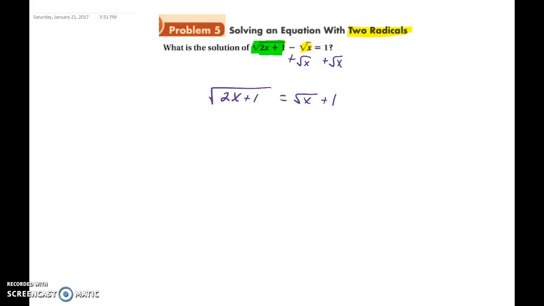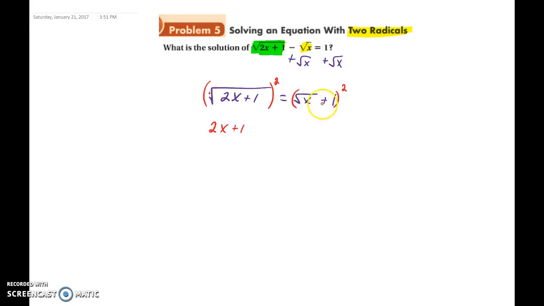Here we're going to use the exact same things that we've done before. To get rid of this radical, we need to square it, so we square each side. Now we're left with 2x plus 1. We squared it because our index was 2. Remember, if this was an index of 3, we would raise it to the third power. If it was an index of 4, we'd raise it to the fourth power. So we're not just squaring it to square it. We're squaring it because our index is 2.